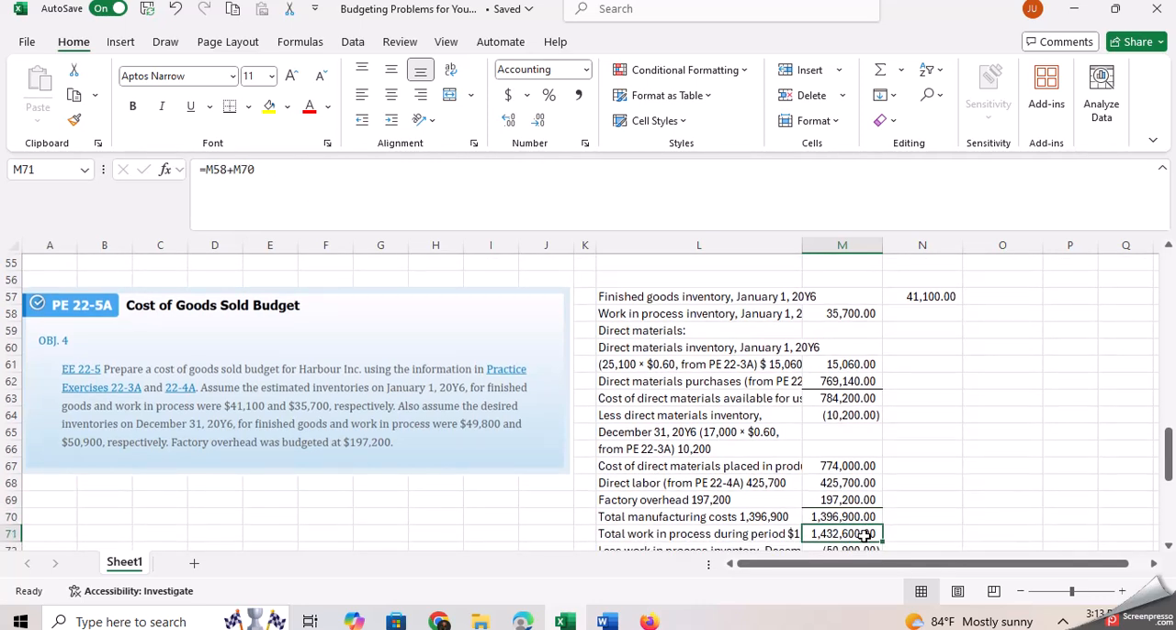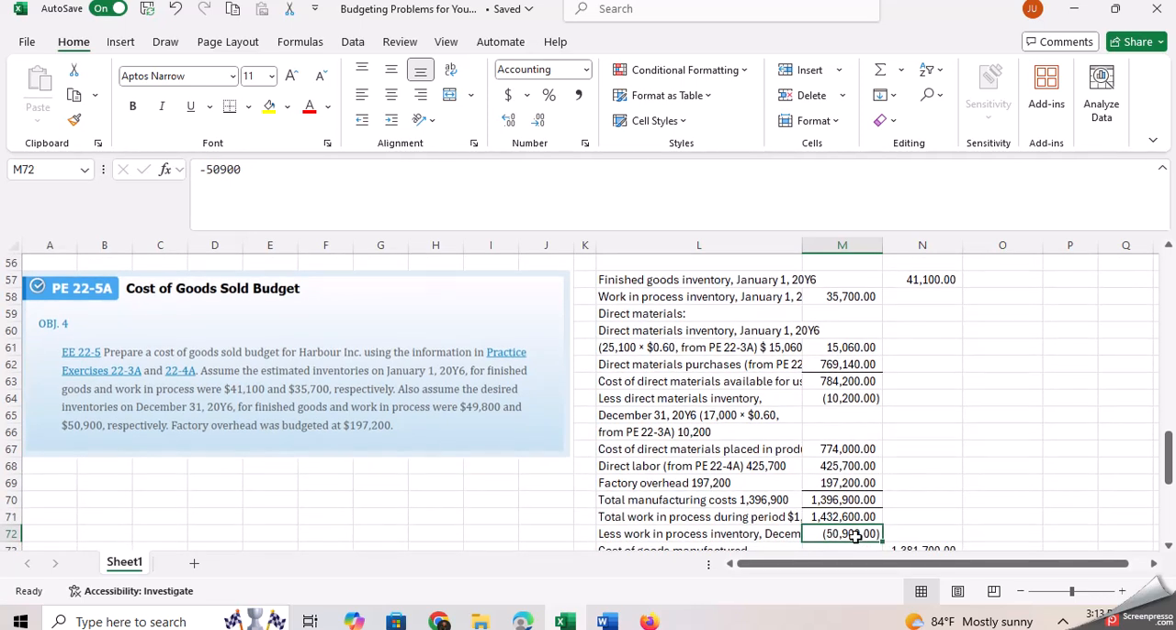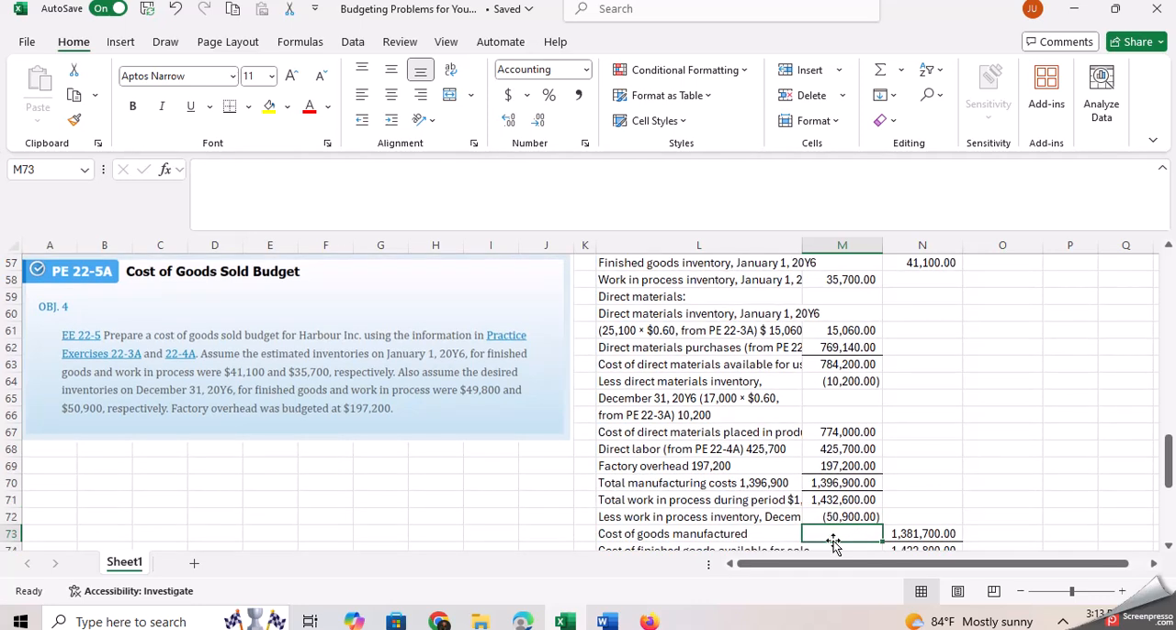And then we're going to add that to our beginning inventory, right? Yep. So this is our total manufacturing costs. Add that to the 35,700, and we get our work in process during the period. And then we subtract out our ending work in process, which tells us over here it is $50,900. So we'll subtract that out. And then that's going to give us our cost of goods manufactured.